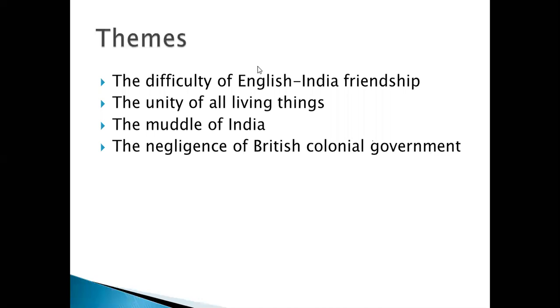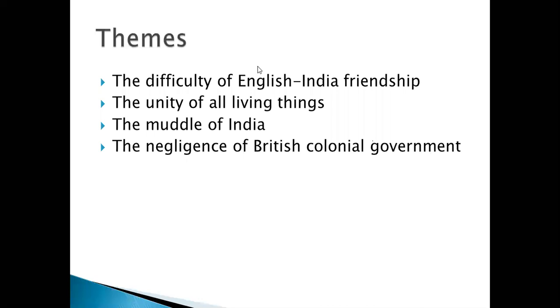You'll also find another very important theme: the unity of all living things. All living things need something that is common to all. Muddle of India is another theme you can find, and the negligence of the British colonial government. Of course, at that time India was one of the biggest colonies, probably the biggest colony of Britain. So it was neglected, according to the writer and many critics. There was negligence. So what was that negligence? You must have read the novel and attended the classes.